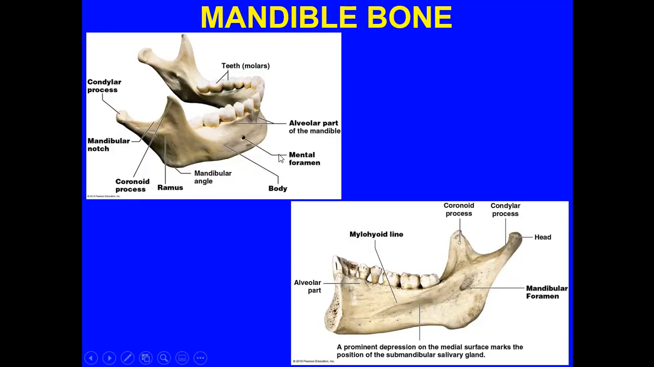And you can see this over here. The mental foramen here, the alveolar part right here, which is part of the jaw. Of course, you've got the teeth here. You have the mandibular angle, and you're moving upward. You have a mandibular notch here, which separates the coronoid process, which is right here, from the condylar process, which is right over here. Here's the condylar process, here's the head of that. That's going to be the TMJ. The coronoid process is over here. You have the mylohyoid, this is on the inside of the jaw. You have also the mandibular foramen right here. Okay?